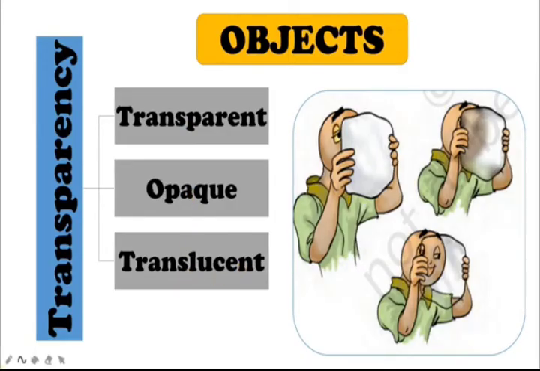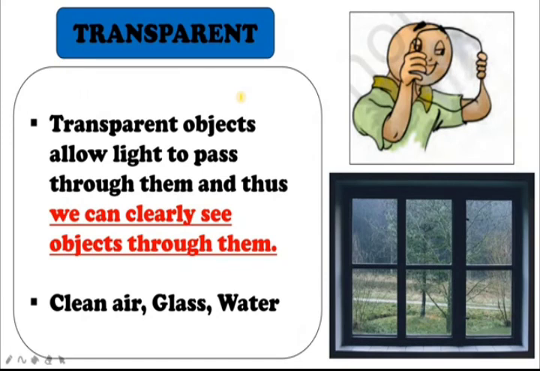Students, the objects can be classified into three: transparent, opaque and translucent. The objects are classified into three based on transparency. The first classification, transparent objects. So what are transparent objects? Transparent objects allow light to pass through them and thus we can clearly see objects through them. Look at here. The clean air, glass, water, etc. You can see the example: when you look at one side of the window, the other side is visible, right? Yes, this type of objects are the transparent objects.